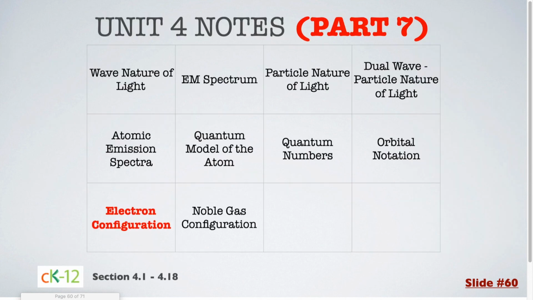That concludes part 6 of the Unit 4 notes. When we come back for part 7, we will be writing out electron configurations.